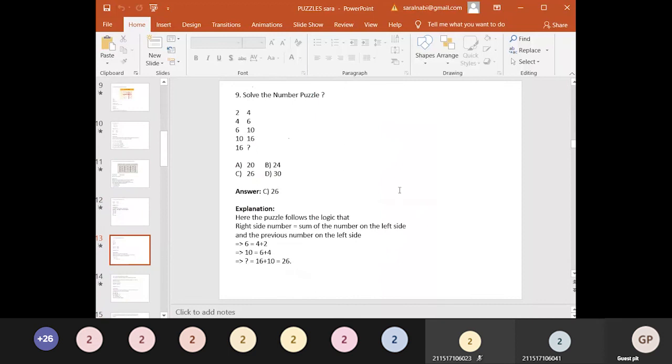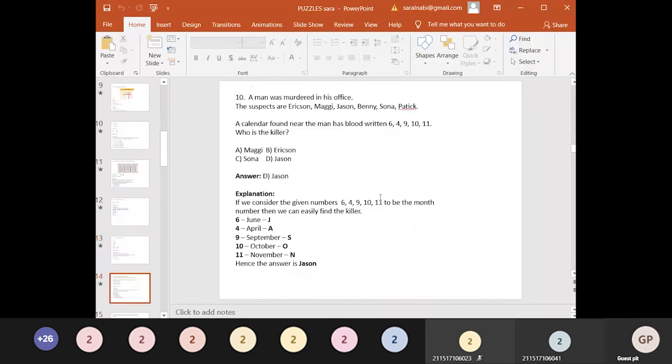Okay. Then solve the number puzzle. It is very easy. You can just work it out. A man was murdered in his office. The suspects are Erickson, Maggie, Jason, Benny, Jonah, and Patrick. And there is a clue. The calendar found near the man has blood written 6, 4, 9, 10, 11. So this is a clue they have given on the calendar. The calendar may be month or date, something else. So we have to think over it.